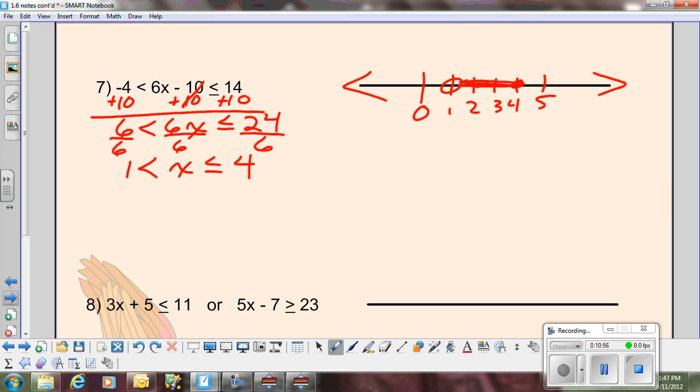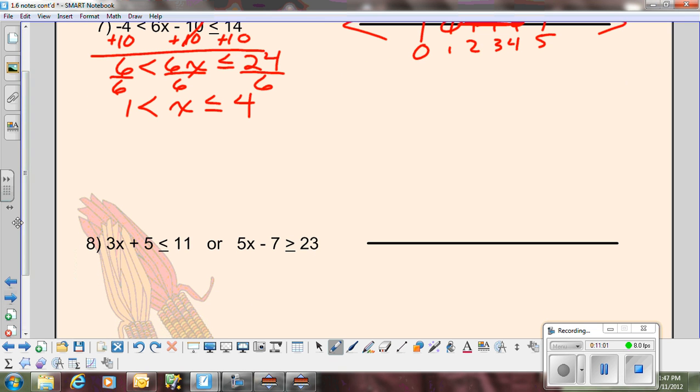Okay? Then when you have an OR problem, essentially you just have 2 problems to solve. So you just solve them separately. So the first one, I have 3x plus 5 less than or equal to 11, so I subtract 5 from both sides. I get 3x less than or equal to 6. Divide by 3. X less than or equal to 2. Solve the second one. Add 7. I get 5x greater than or equal to 30.